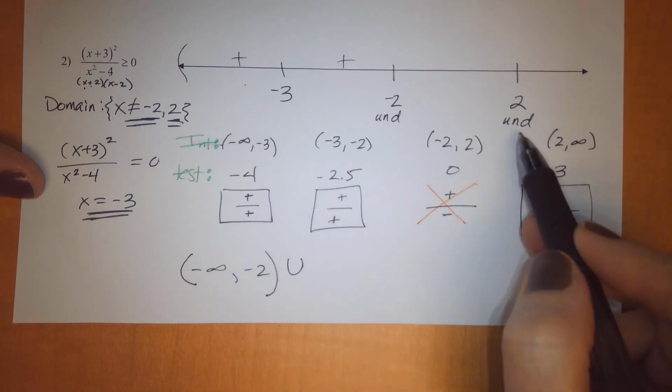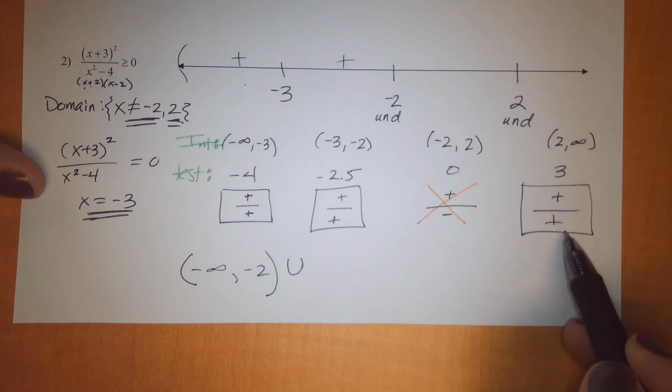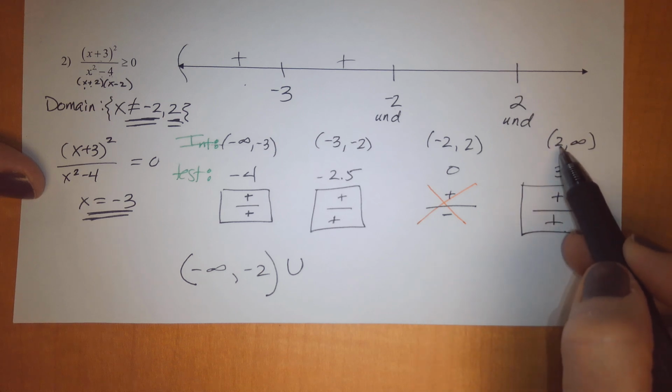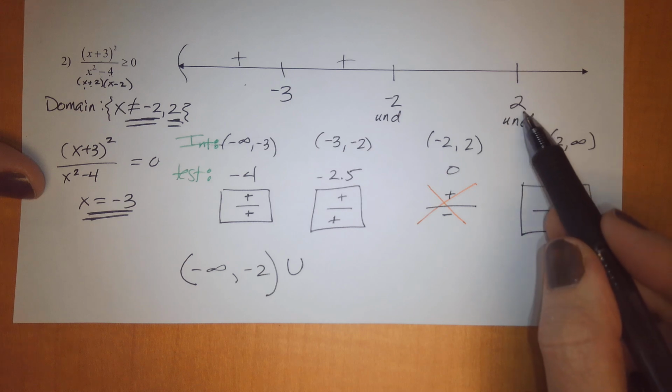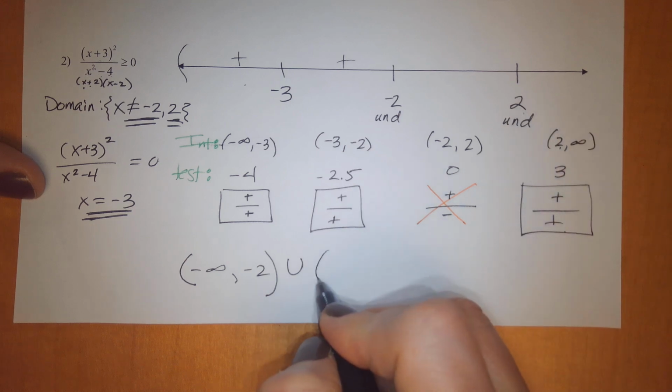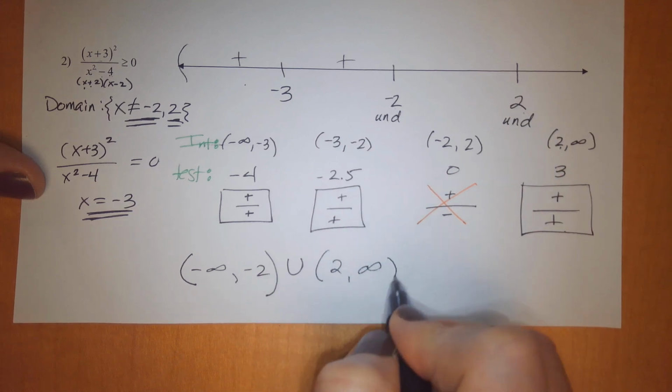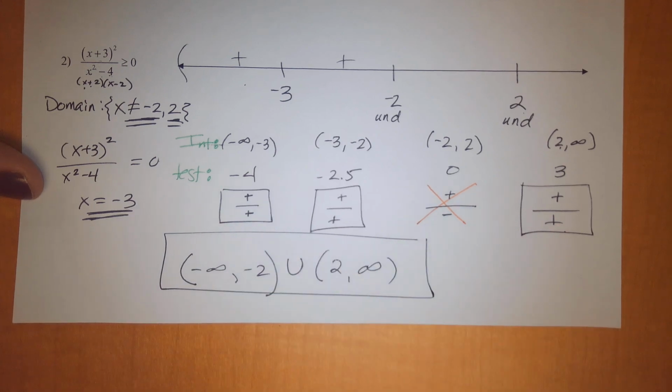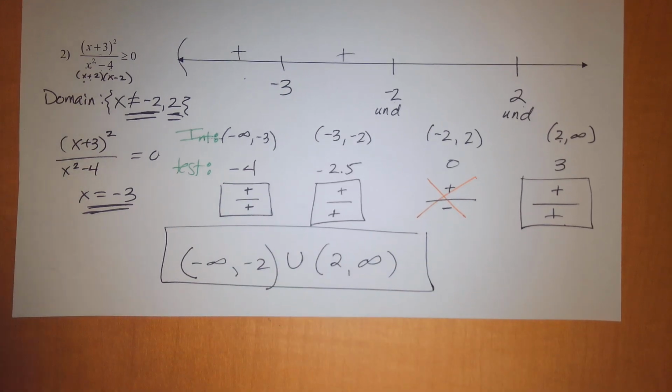Then I also include this interval at the end that makes this positive. For the same reasons that we didn't include negative 2, we cannot include 2, because it is not part of my domain. So this would be the interval notation of this type of question.